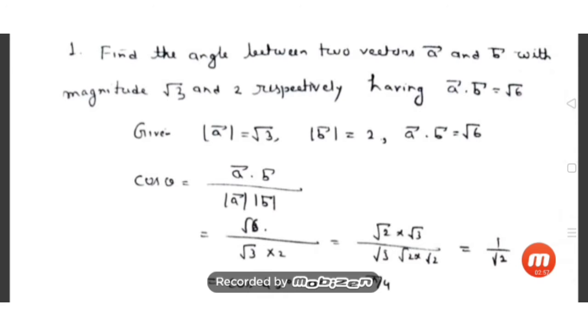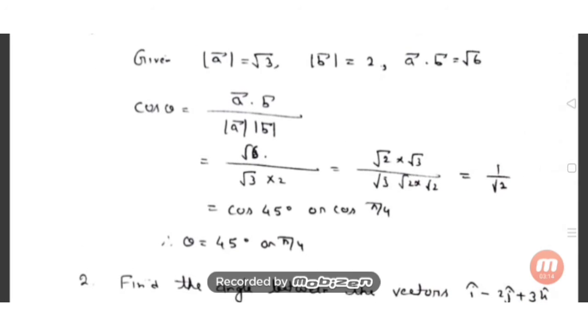And you know 1 by root 2 is a standard value for cos theta. When cos theta value is 1 by root 2, it is cos of pi by 4. So I have substituted this result in terms of cos so that later on I can compare. So cos of pi by 4 or cos of 45 degree. Generally we use the radian measure. Okay. So we have got theta equal to 45 degree or pi by 4. Better you prefer pi by 4. So this is the angle between the two vectors a bar and b bar.